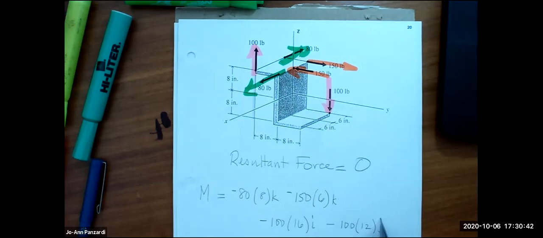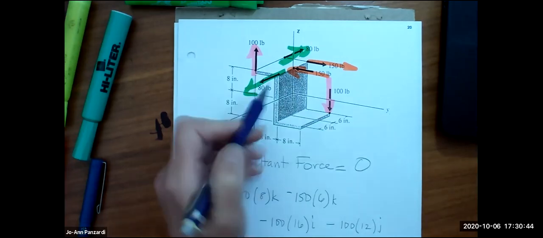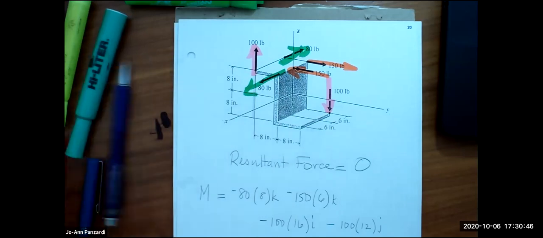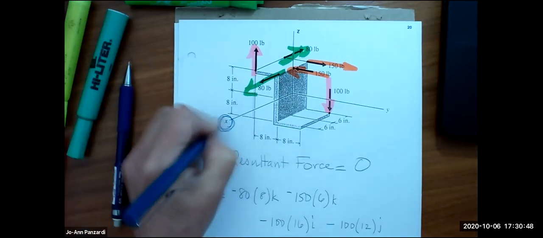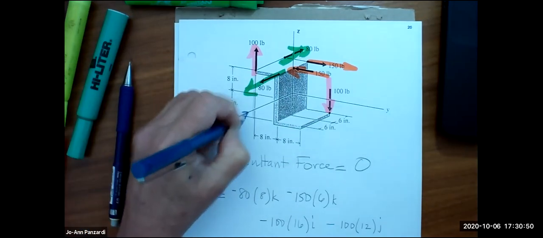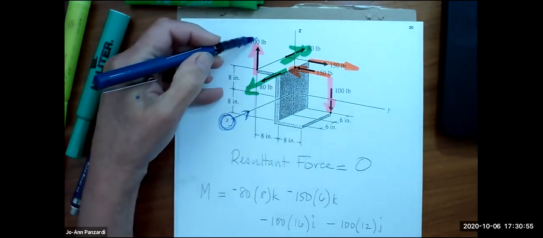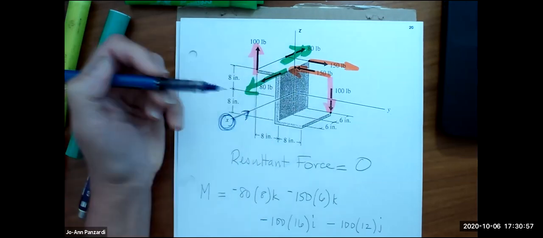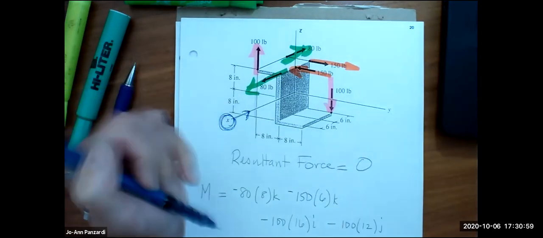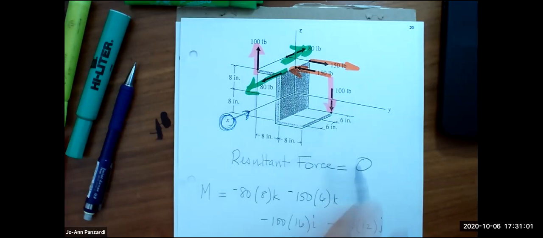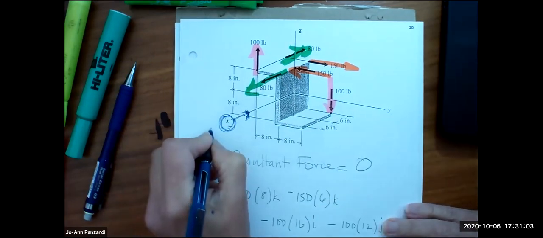Negative. Okay, so for this pink one, if you're trying to find the moment about the X, look in this direction. 100 is up on the left, and it's down on the right, and it creates a negative about the X. Then, and I shouldn't put an arrow, let's put an eyeball.